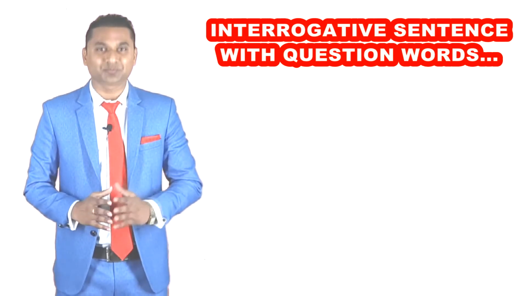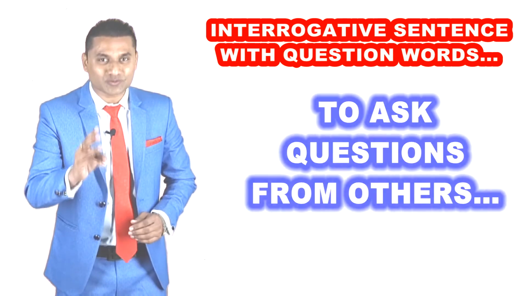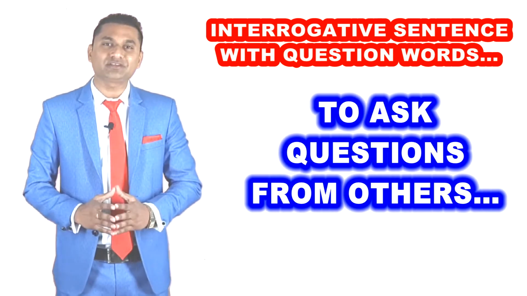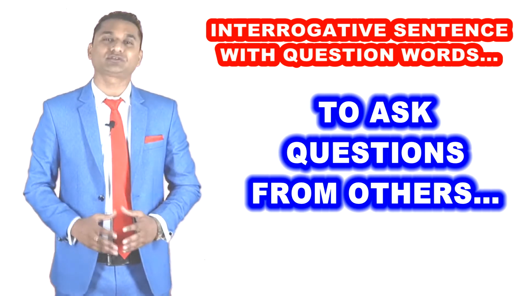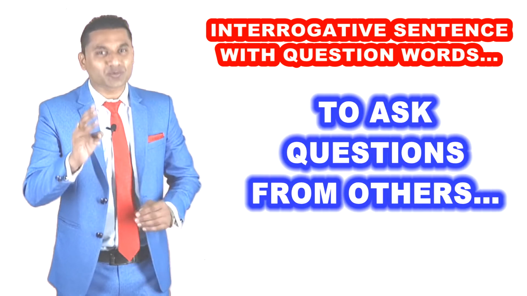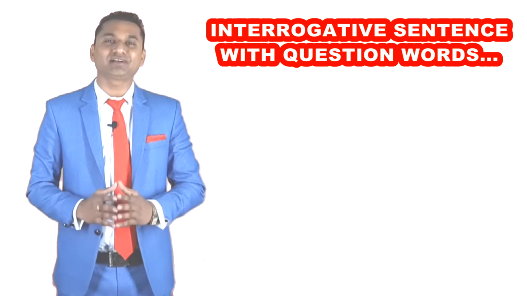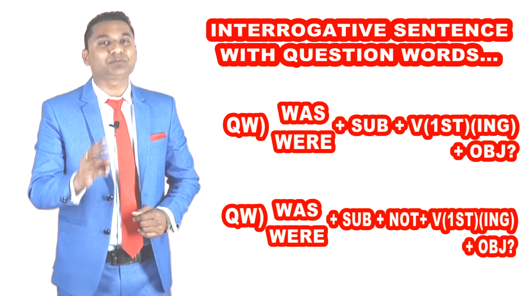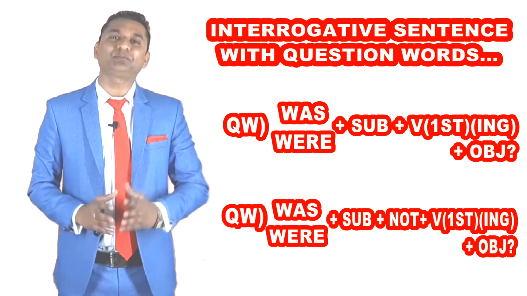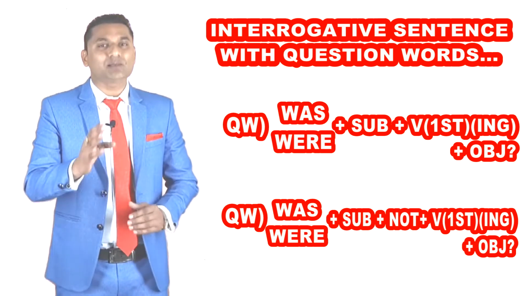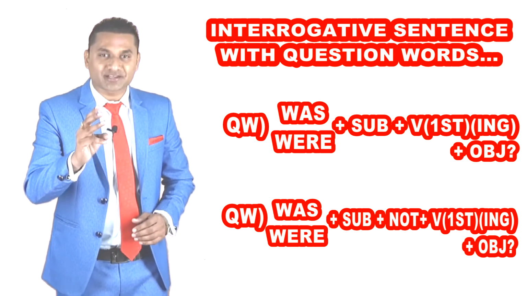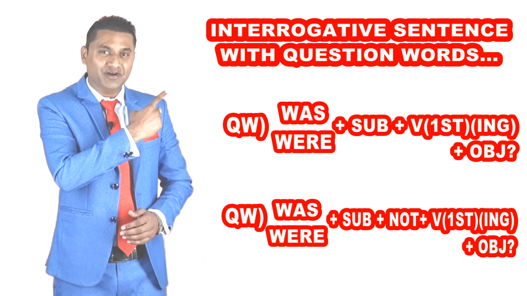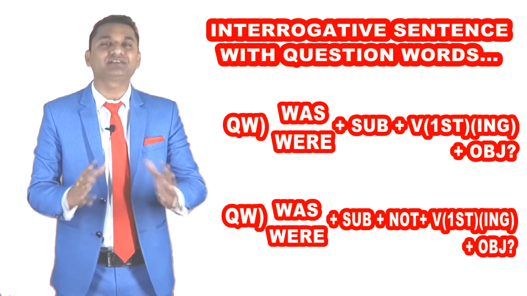Friends, the fourth and last sentence is the interrogative sentence with question words. And friends, we use this sentence to ask questions of others. In the English language, we always give importance to question words. In fact, we give priority to question words. So when we have to put a question before others, we always begin a sentence with a question word which is followed by the helping verb, subject, main verb, and the remaining part of the sentence, the object. The helping verbs for the past progressive tense are was and were, and we use the ing form of the verb, that is verb first plus ing. Here you can find the rule friends. Let's practice with some examples now.